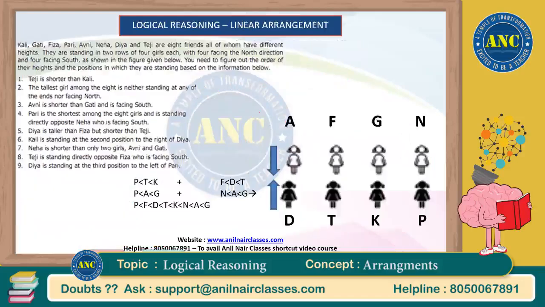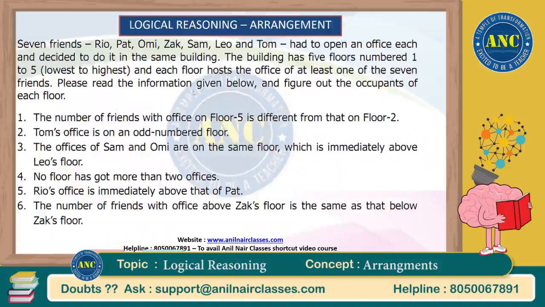Let's move to the next one now. These are 7 friends, these are the names of the 7 friends, who had to open an office each and decided to do it in the same building. Okay, so 7 friends are deciding to build an office in the same building. The building has 5 floors numbered 1 to 5. So it means in 5 floors we have to make 7 people live.